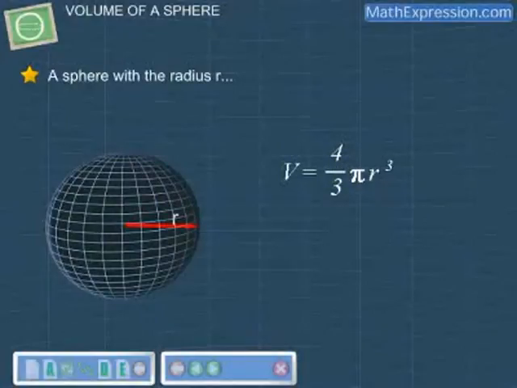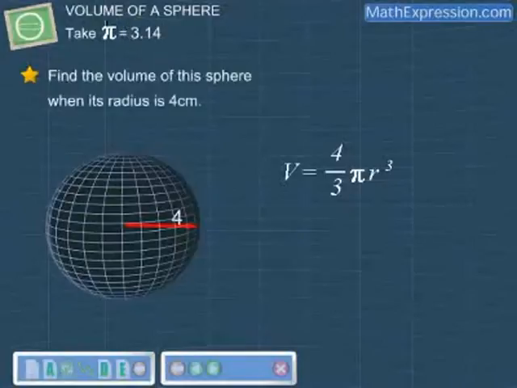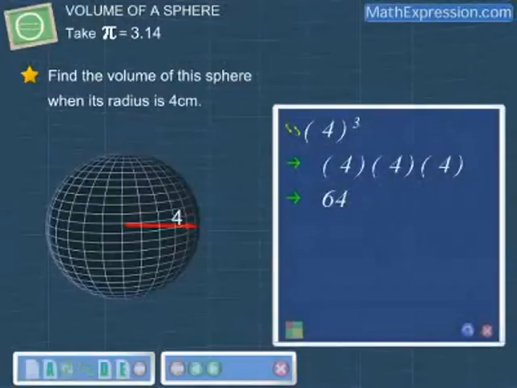For these examples, we take pi as 3.14. First example, find the volume of this sphere when its radius is 4 centimeters. Since the radius is given as 4 centimeters, we can substitute r with 4. Now, let's simplify 4 cubed. To do so, 4 cubed is the same as 4 multiplied by 4 multiplied by 4, which equals 64. Let's write this down here.